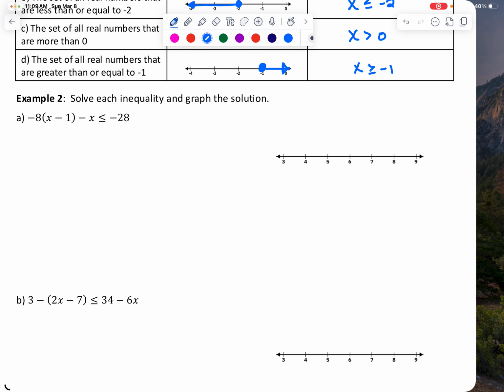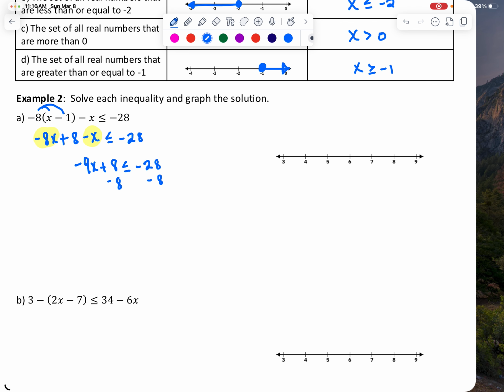All right, so let's start with problem A. We're going to distribute the -8. So this would be -8x. -8 times -1 is +8 minus x less than or equal to -28. Now, before we can solve, we need to simplify this. So let's combine like terms here. -8x plus -x is -9x. Plus 8 is less than or equal to -28.